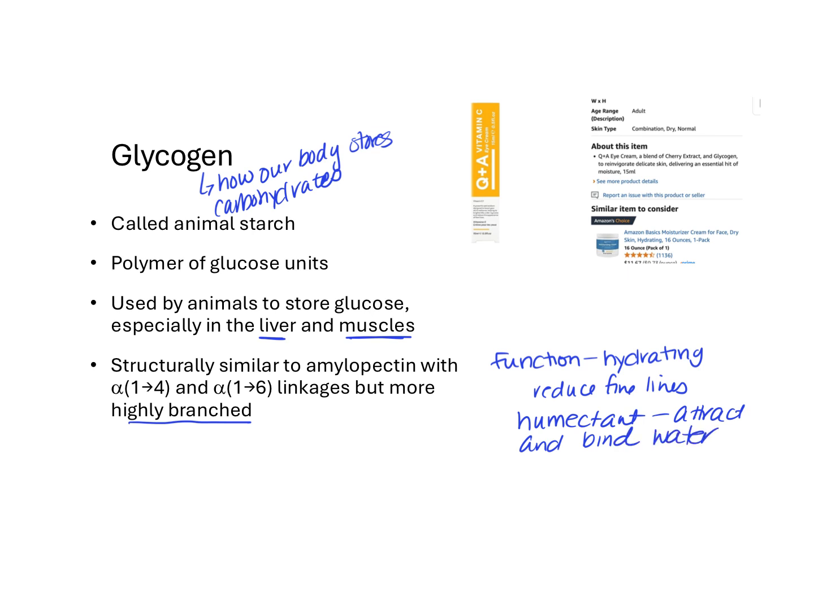I've found it. So I just did a search because I was not particularly familiar with glycogen being used in cosmetics. And one of the things that turned up was this particular eye cream. It's a vitamin C eye cream, a blend of cherry extract and glycogen to reinvigorate delicate skin, delivering an essential hit of moisture. So you're starting to see glycogen show up in cosmetics, and I'm assuming glycogen would be listed in the ingredients as well.